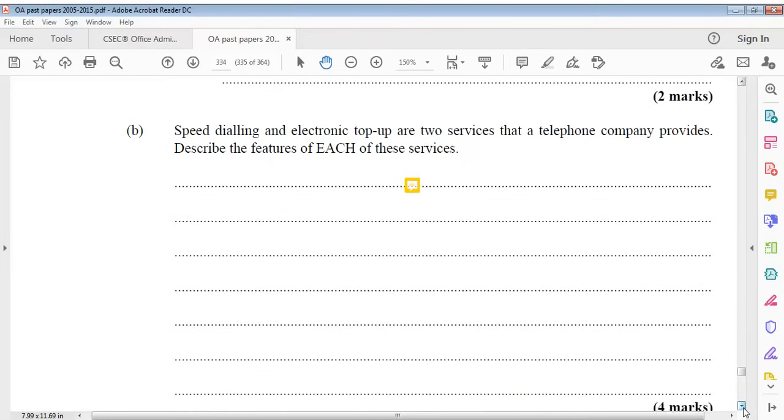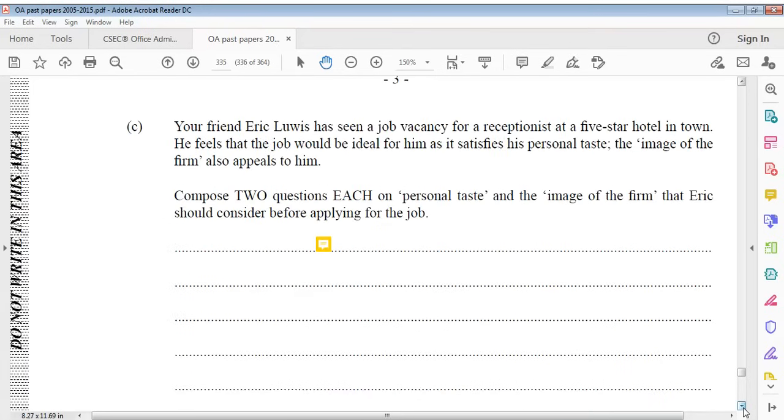Okay, let's move on to question number 1C. It says, your friend Eric Lewis has seen a job vacancy for a receptionist at a five-star hotel in town. He feels that the job would be ideal for him as it satisfies his personal taste. The image of the firm also appeals to him.